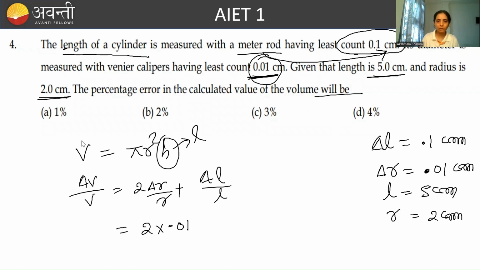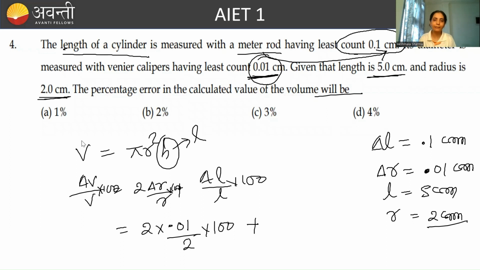And R value is how much? 2 centimeters. So here, 2 centimeter. We have to calculate percentage. So here you will put 100, you will multiply everything by 100, right? So into 100 you will do here, plus how much will it be?